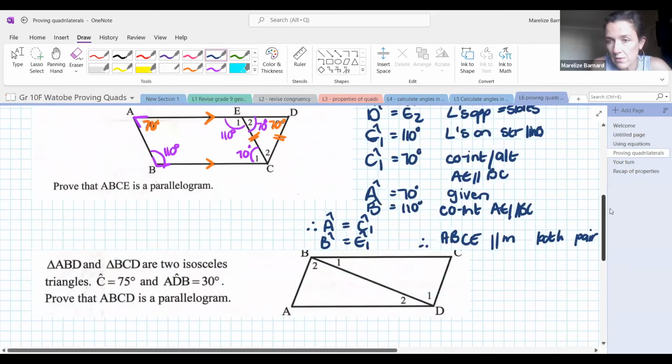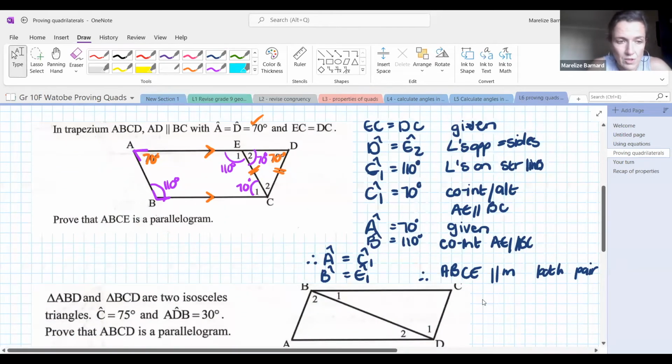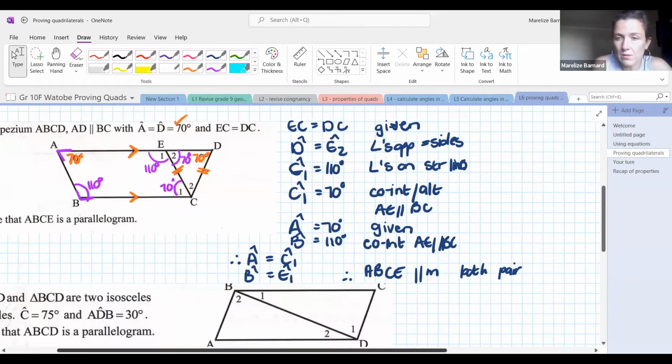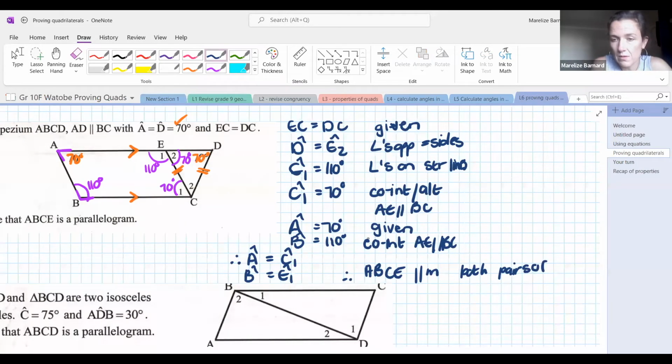Oopsie. Let me just move the screen a little bit. Equal. Okay.